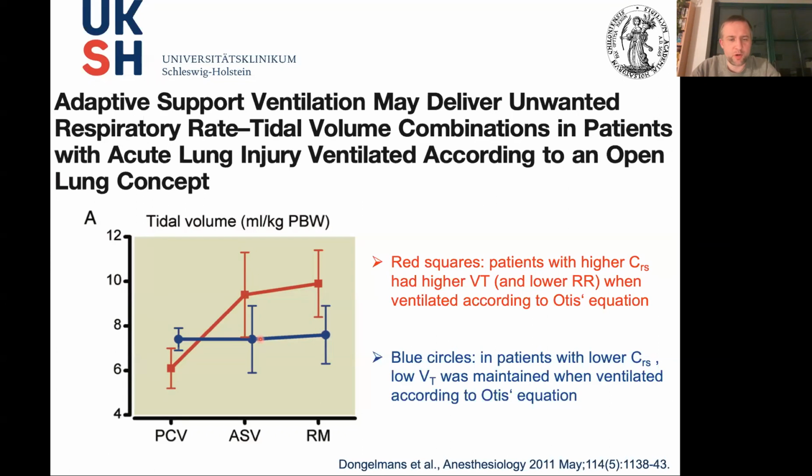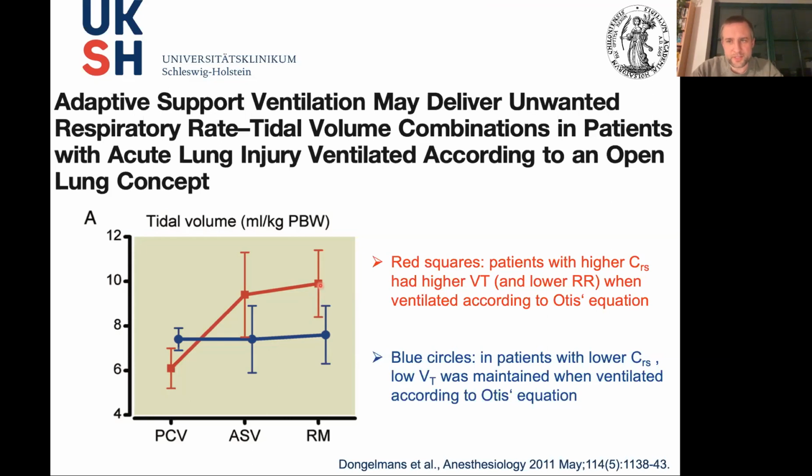Whereas in patients with lower respiratory system compliance, the tidal volume remained stable at a very low level. And then, well, they performed a recruitment maneuver, which again increased compliance. That's why they talked about an open lung concept, because they performed some recruitment maneuver, and with higher compliance, tidal volume went even more up with adaptive support ventilation.